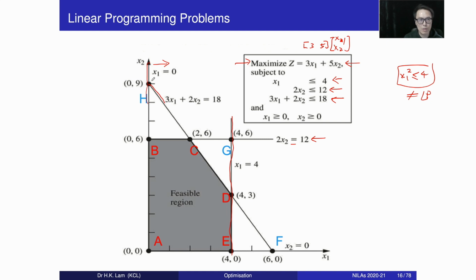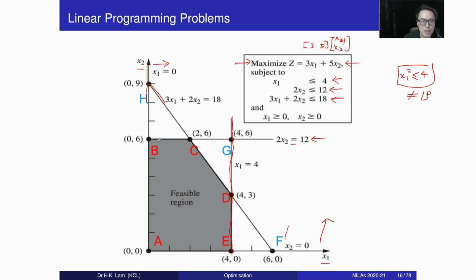And this is x2 greater than 0. This axis is x1, and this axis is x2. x2 greater than 0 means we are talking about this region. So when we combine all these 5 constraints, we find that this is the feasible region. Any point right here will satisfy these constraints.